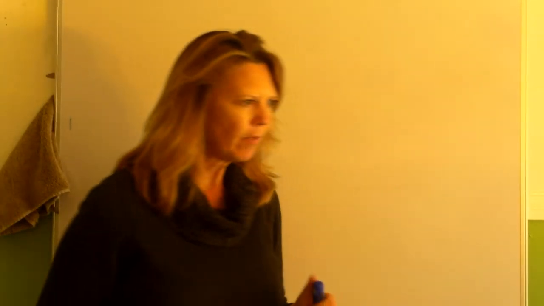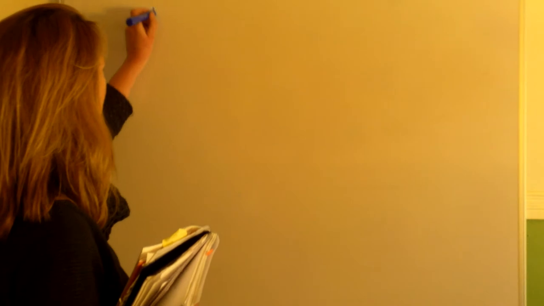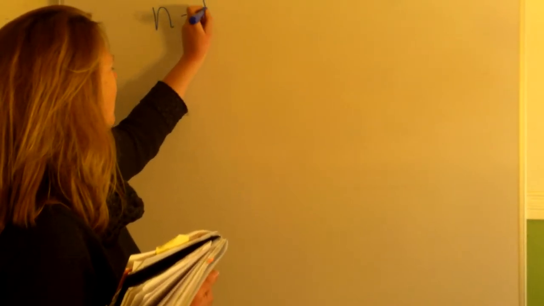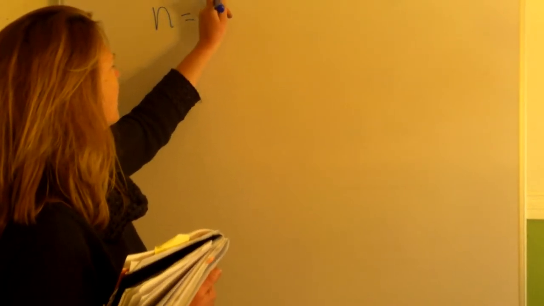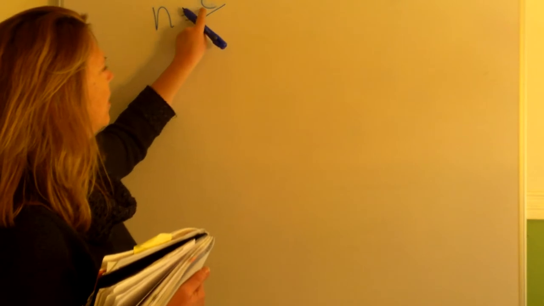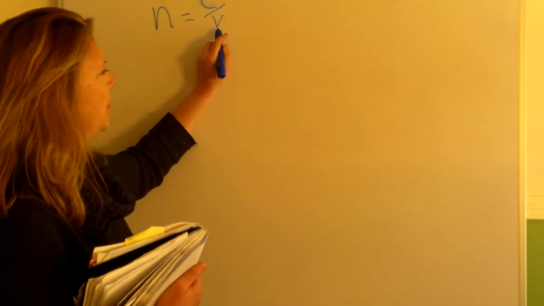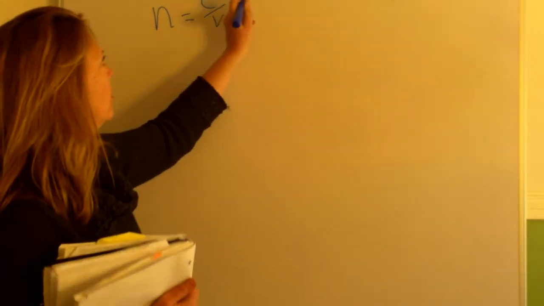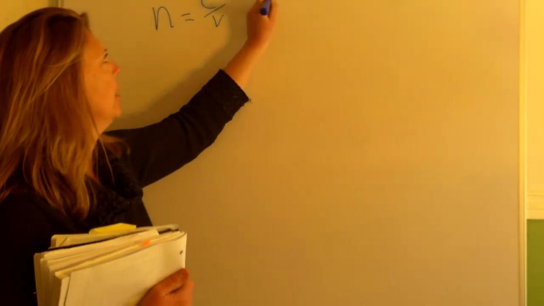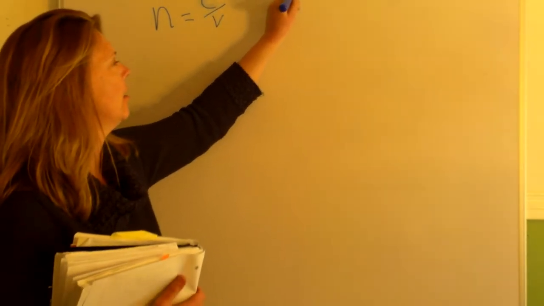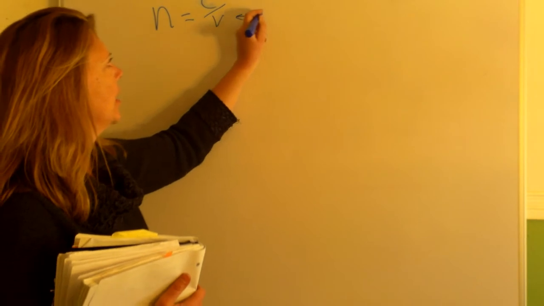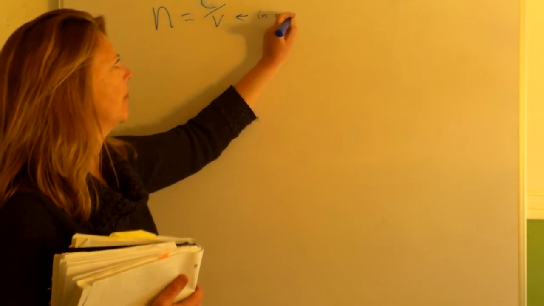So, index of refraction is a number that is related to the speed of light in a certain medium. And index of refraction can be calculated by taking the speed of light in a vacuum, that's this, divided by the speed in that material. So this number is 3 times 10 to the 8, and this is in a medium.